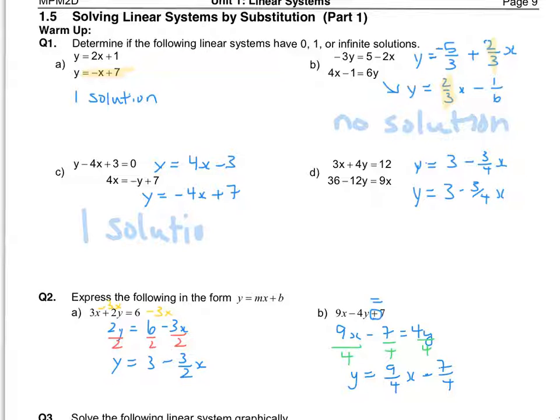And then when I check my next one, rearrange them in the form y equals mx plus b, I found that they were the exact same line. And we know if the two lines are exactly the same, they lie on top of each other, and there's an infinite number of solutions.